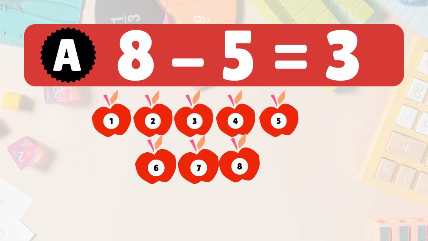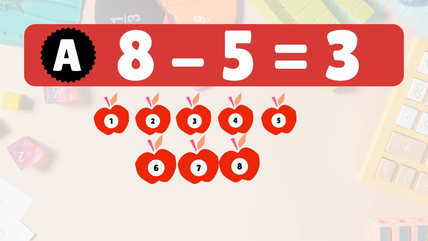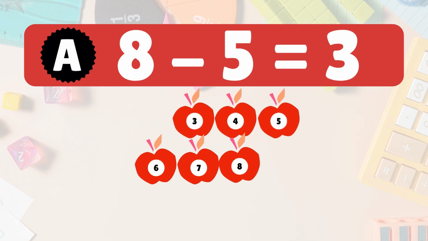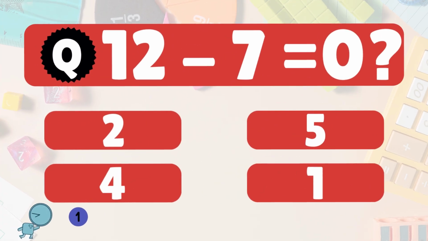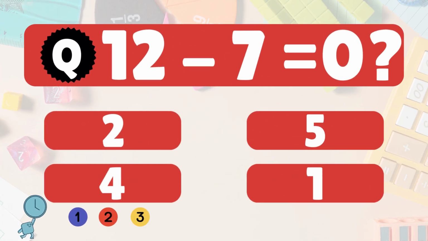Let's count it out. We have 8 apples. Take away 5 apples. 1, 2, 3, 4, 5. How many are left? 1, 2, 3. That's right. 8 minus 5 is 3. Great job. Next one. 12 minus 7 equals what?